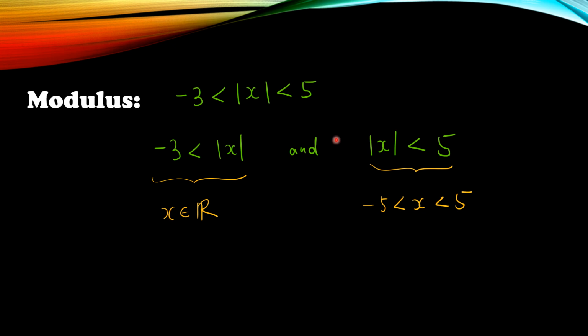But that's not all, because we still need to consider the and. So what does and represent? It means that I have to take the intersection of the two solution sets, and the final answer will be x is between -5 to 5. So you can see that if we want to do it by the algebraic approach, it's actually like 1 step, 2 step, 3 step, 4 step, a 4-step procedure.